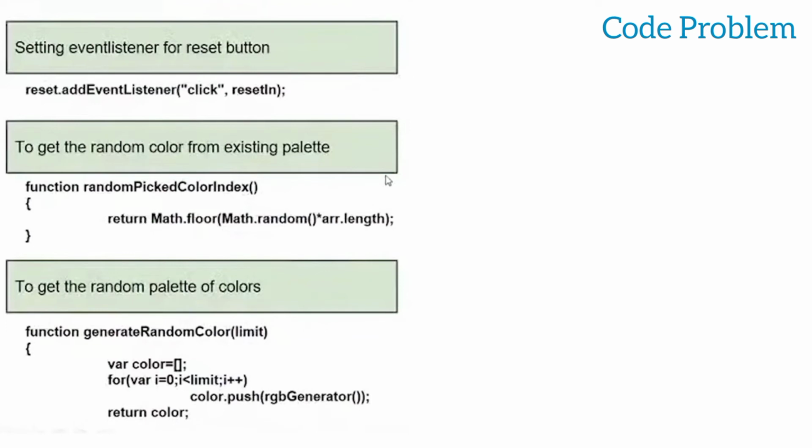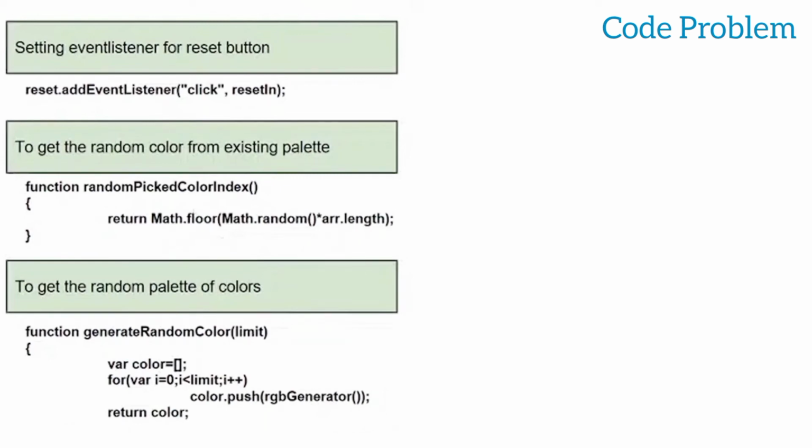Now, to get a random color from the existing plate, we need that color, right? It will make sense. Listen to me carefully. Whatever colors are present in those squares, we need one of the colors from them so that we can put that color in the header tag, right? So this is how we do it. We just pick one of the indexes from that array that we built.